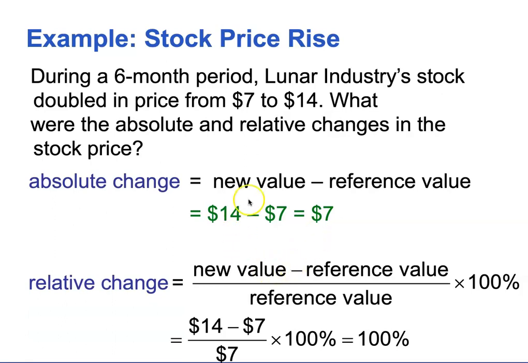Relative change, if you remember, is new value minus reference value. If you look, that's absolute change. So you already have that answer for the top. And then you divide it by reference value and you multiply it times 100. So 14 minus 7 was 7. 7 divided by 7 is 1 times 100% is 100%.